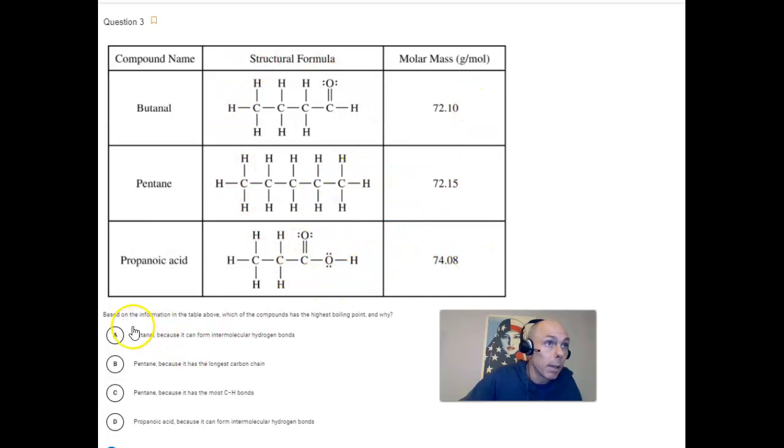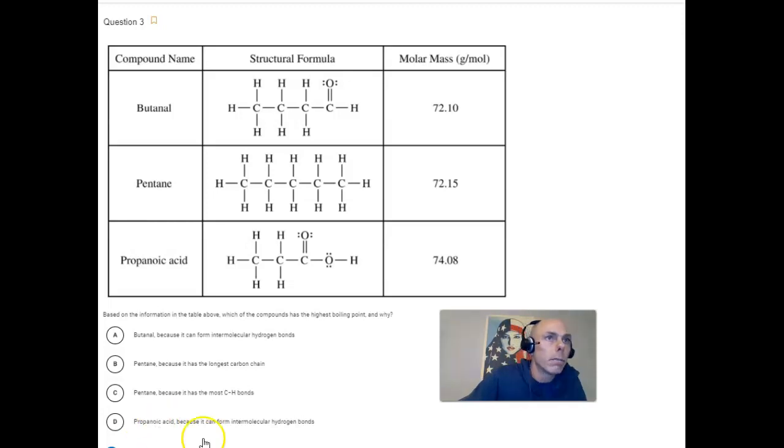All right, based on the information in the table above, which of the compounds has the highest boiling point and why? A, butanal, because it can form intermolecular hydrogen bonds. B, pentane, because it has the longest carbon chain. C, pentane, because it has the most CH bonds. And D, propanoic acid, because it can form intermolecular hydrogen bonds. Take a look, see what you think.